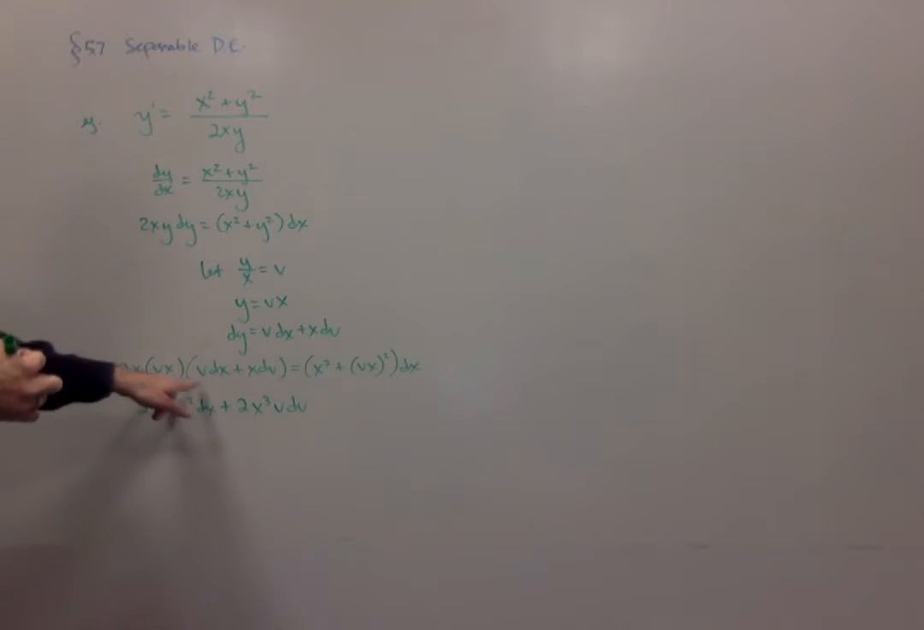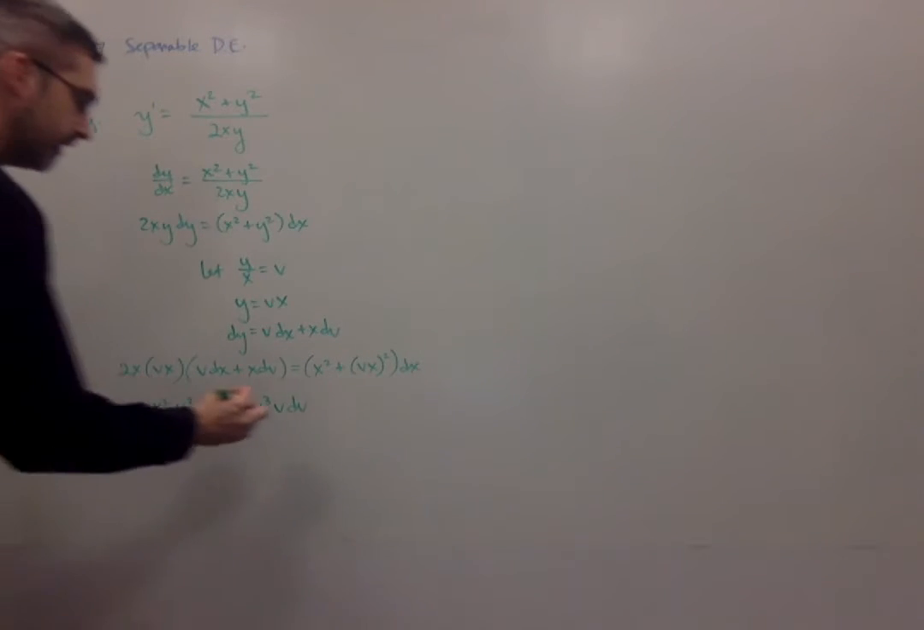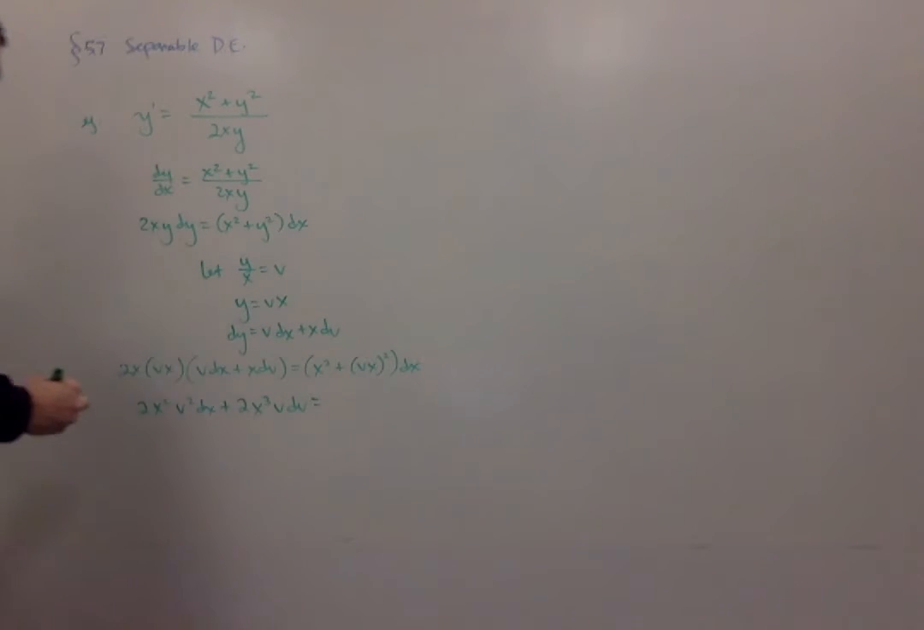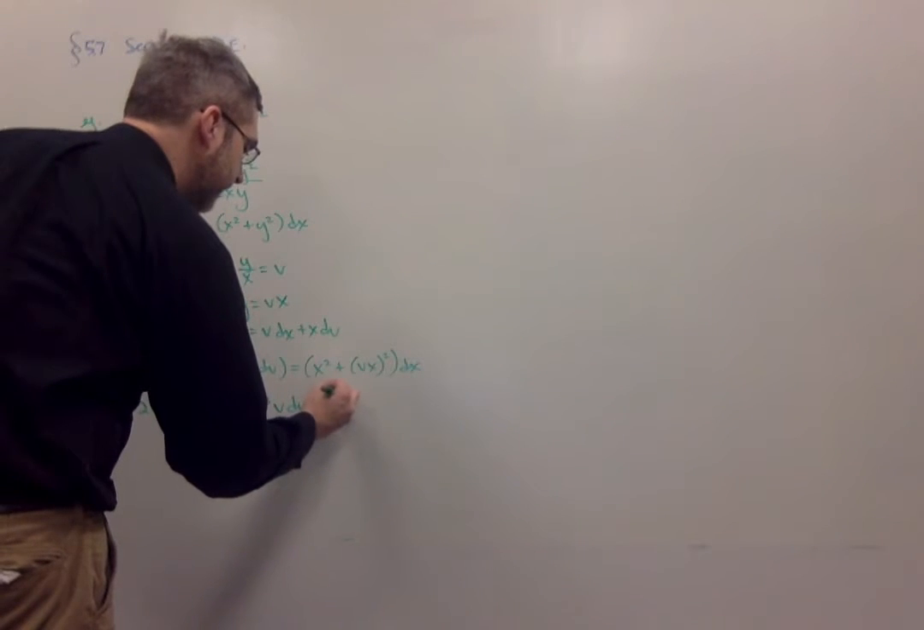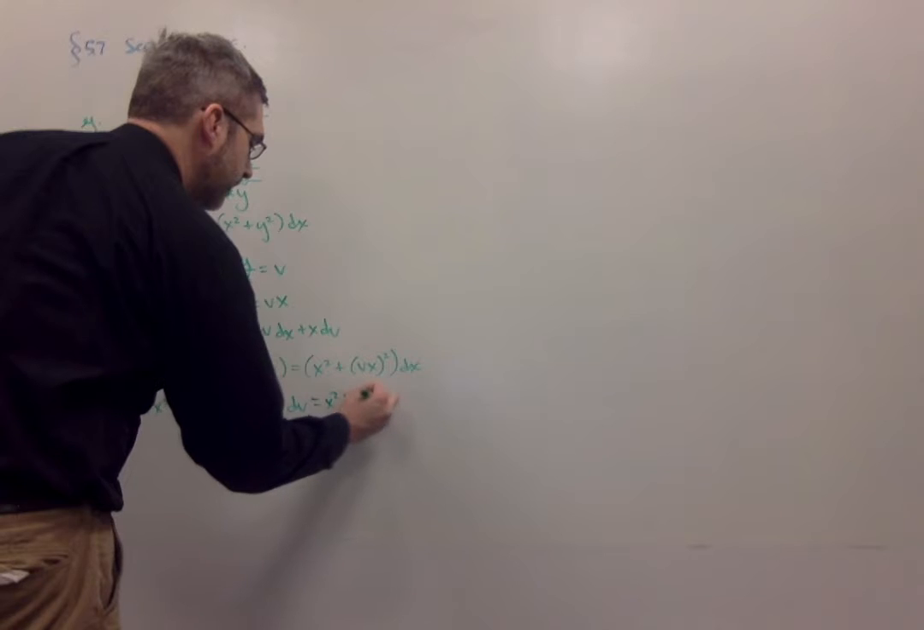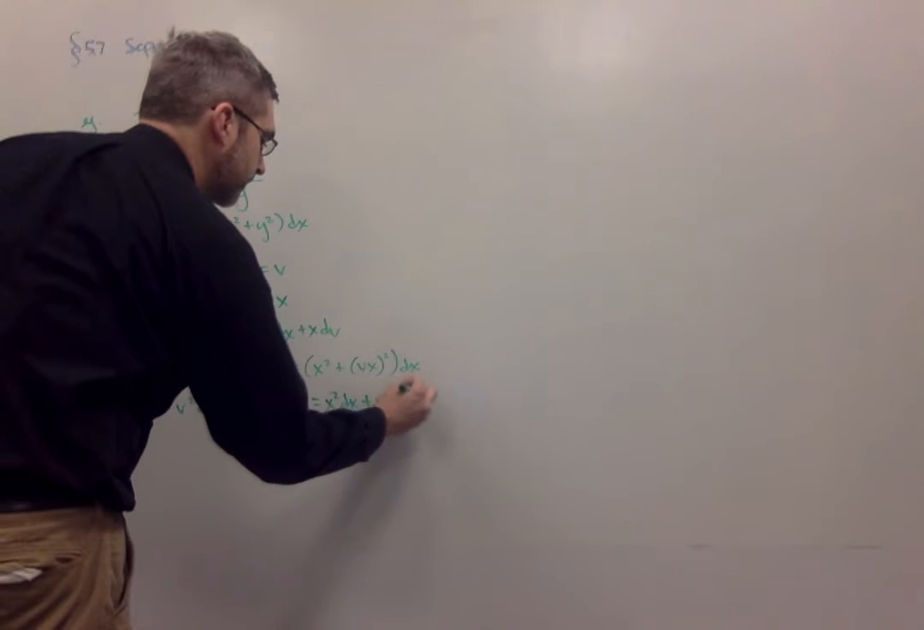2x squared v squared dx and 2x cubed v dv equals, let's go over here and see what happens. So we've got an x squared dx plus a v squared x squared dx.